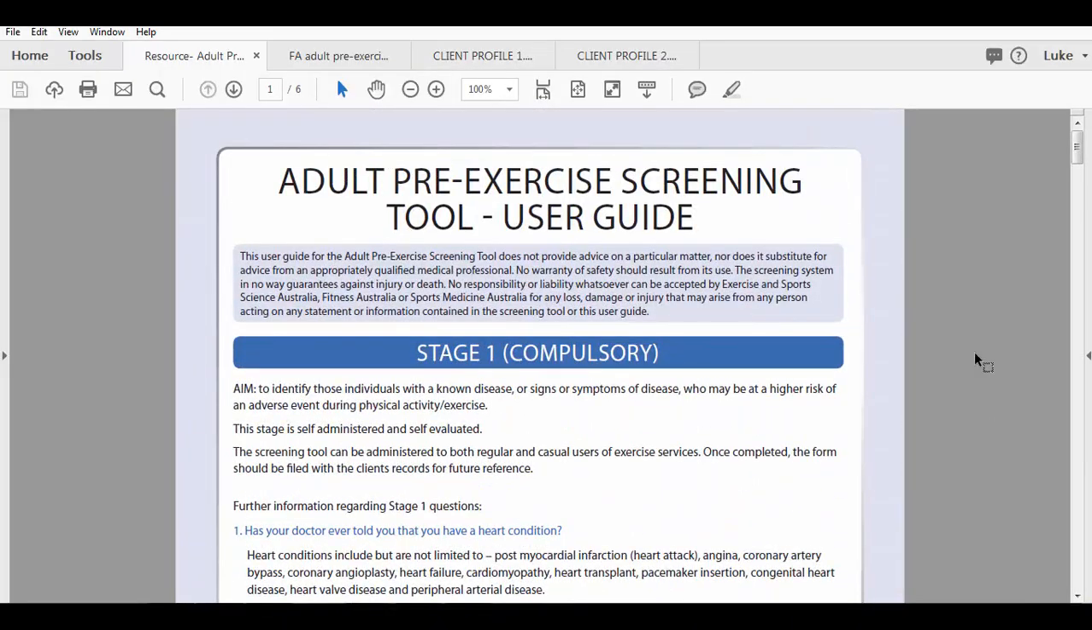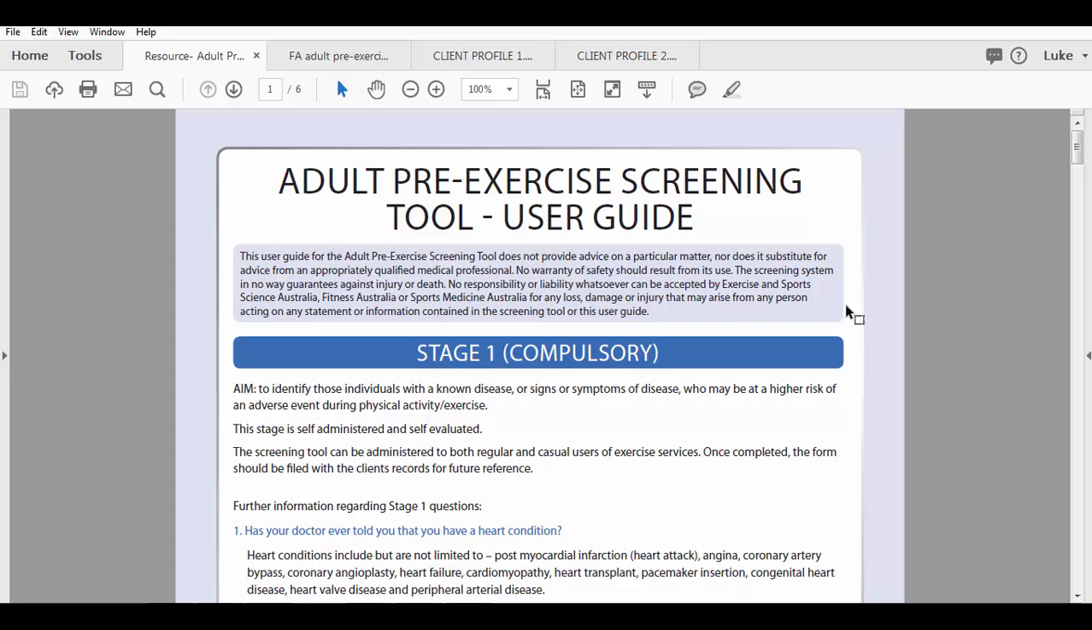Remember, you need to fill out stage 1 compulsory. Any yeses on stage 1, straight for a referral. You need to fill out stage 2 questions and specifically look at add up questions 1 to 8 on stage 2 and get an overall risk score. If you get a score of 2 or less, they're at low risk. Score of 2 or more, they're at moderate risk. Sorry, I should say a score of less than 2 is low risk. Score of 2 or more is moderate risk.